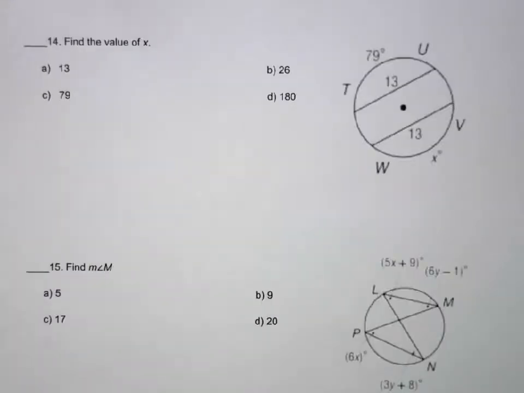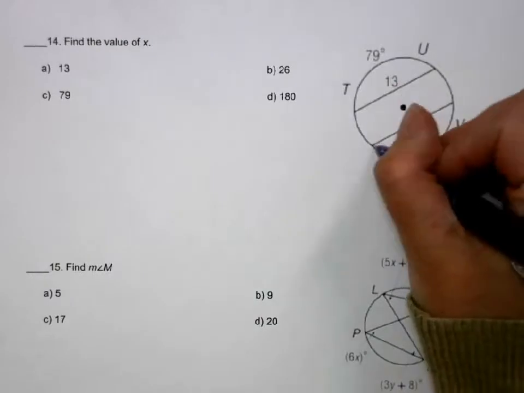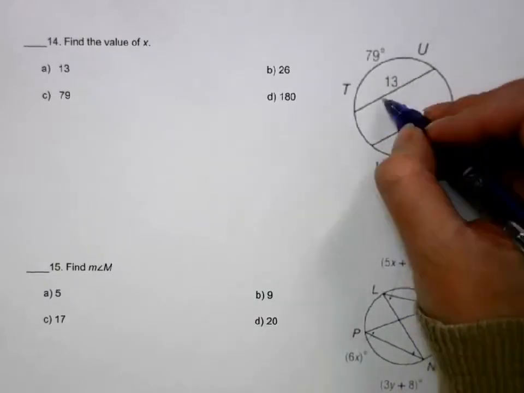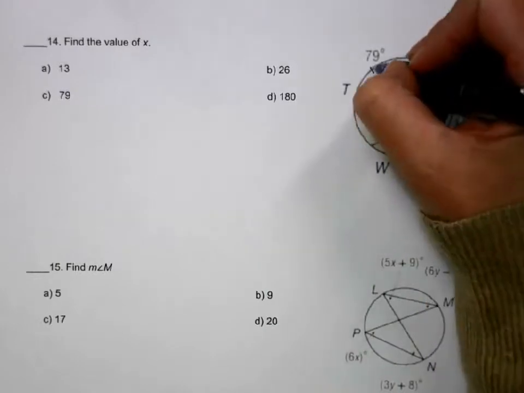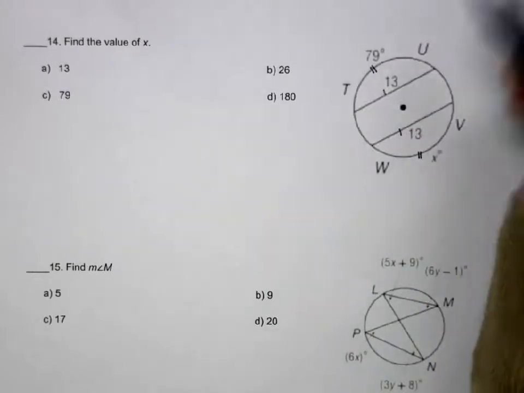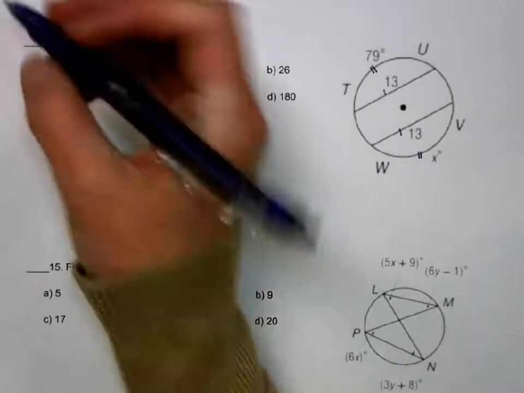All right, we're going to find the value of x. Well, if in a circle you have chords that are congruent to each other, so those are both 13, then the arcs associated with them are also going to be congruent. So if this arc is 79, x is going to be 79.